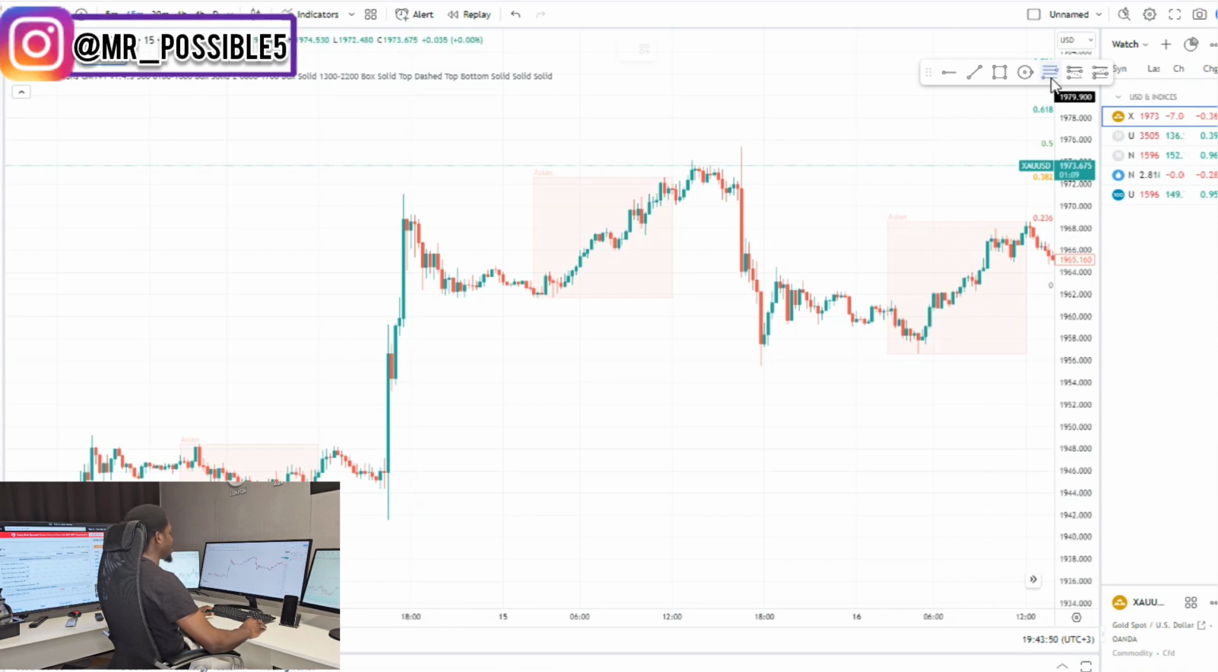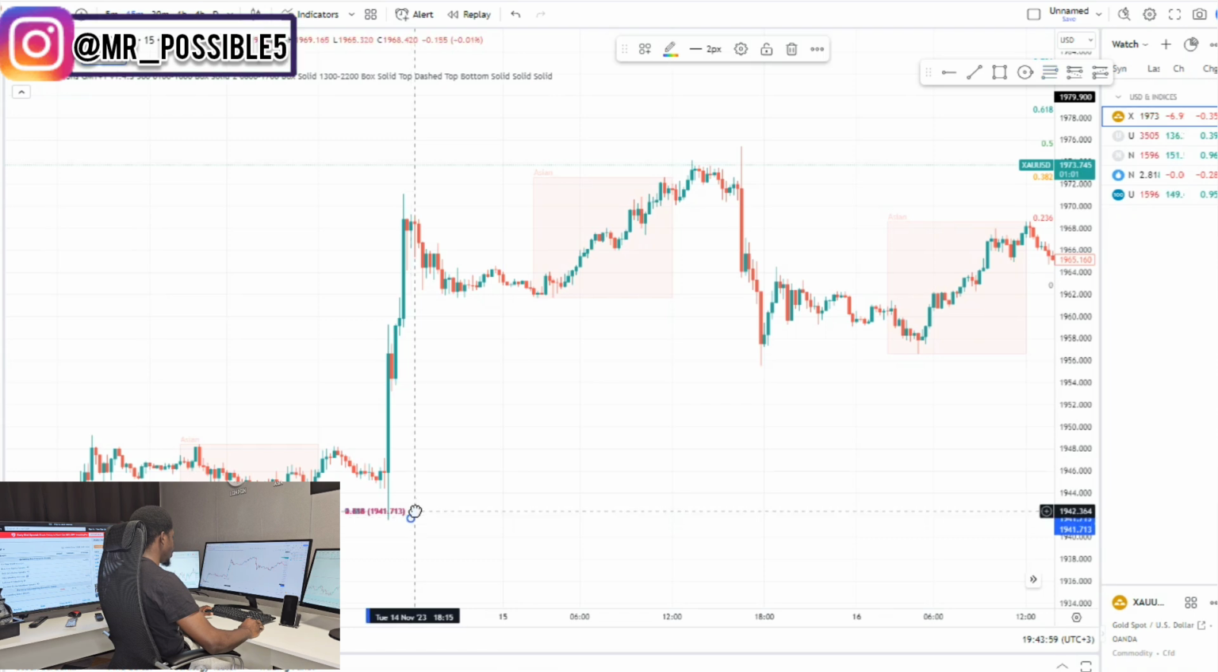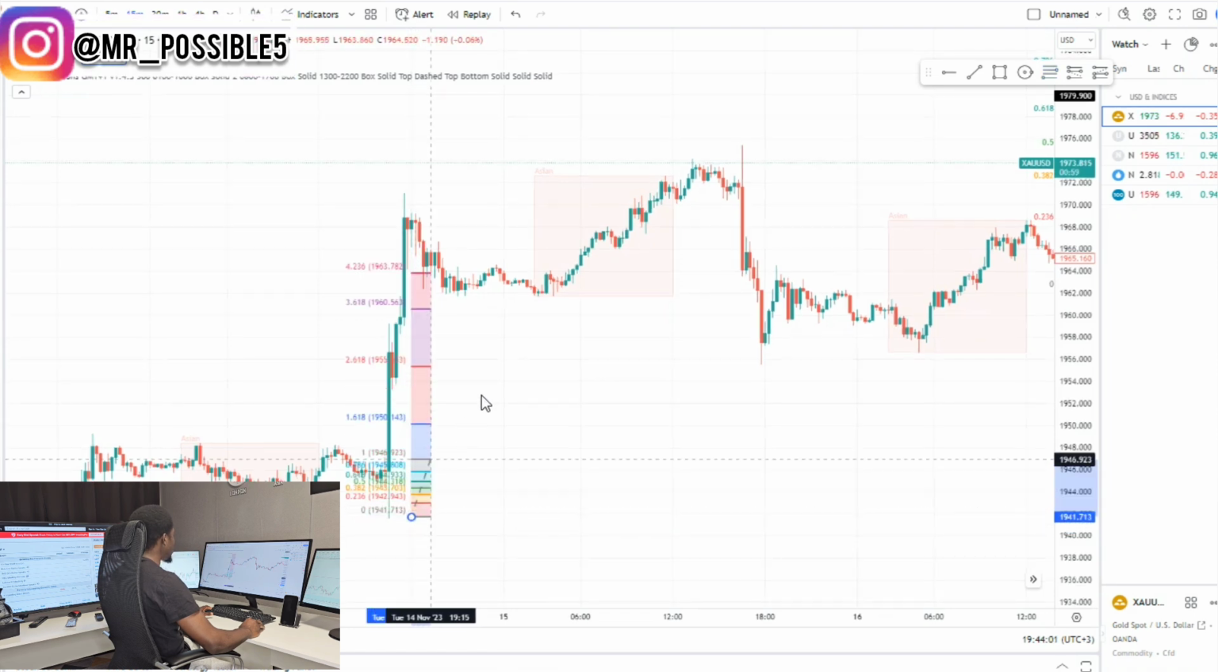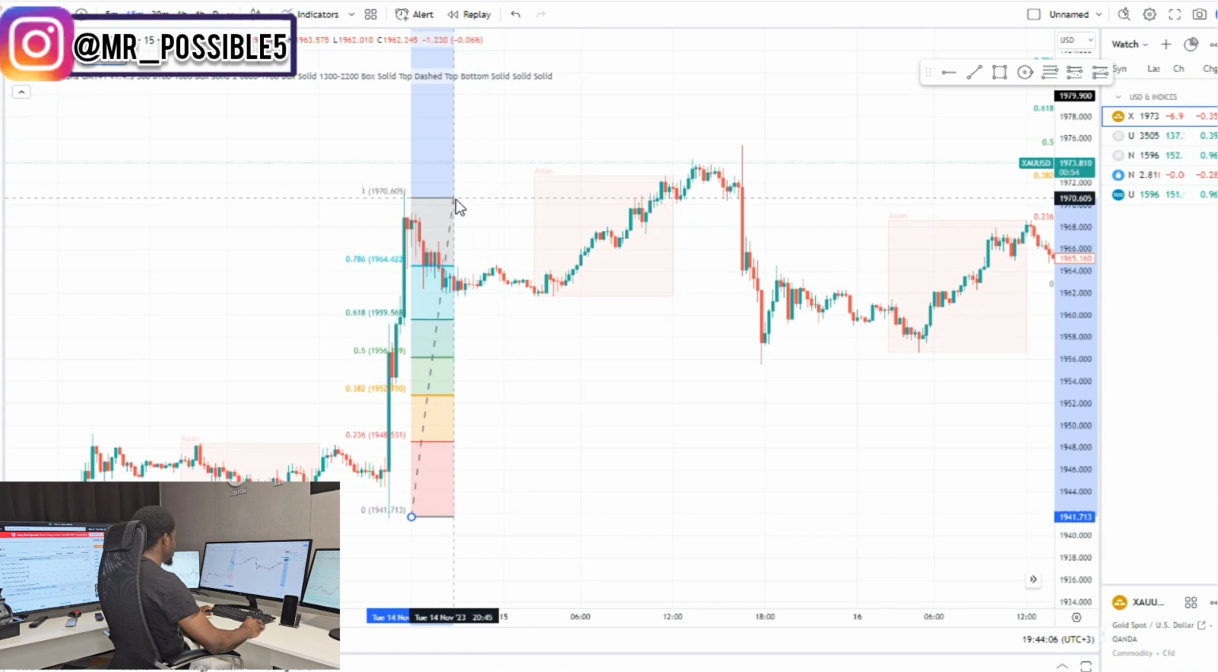I simply come to this particular spot and look for my Fibonacci. What was the lowest point before it took off? This was the lowest point. So I want to make sure that it's on the lowest point, right? It's on the lowest point. Now after that, I actually want to drag it to the highest point. Now what was the highest point? This is the highest point, right? This is the highest point.